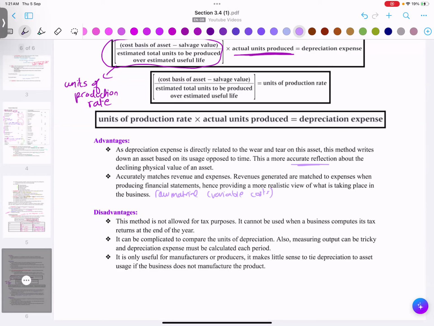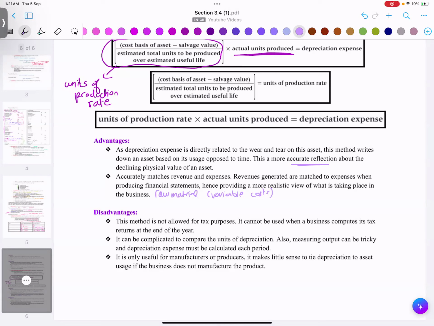Now, disadvantages. This method is not allowed for tax purposes. It cannot be used when a business computes its tax returns at the end of the year. Okay. It can be complicated to compare the units of depreciation. Also, measuring output can be tricky, and depreciation expenses must be calculated each period, right?